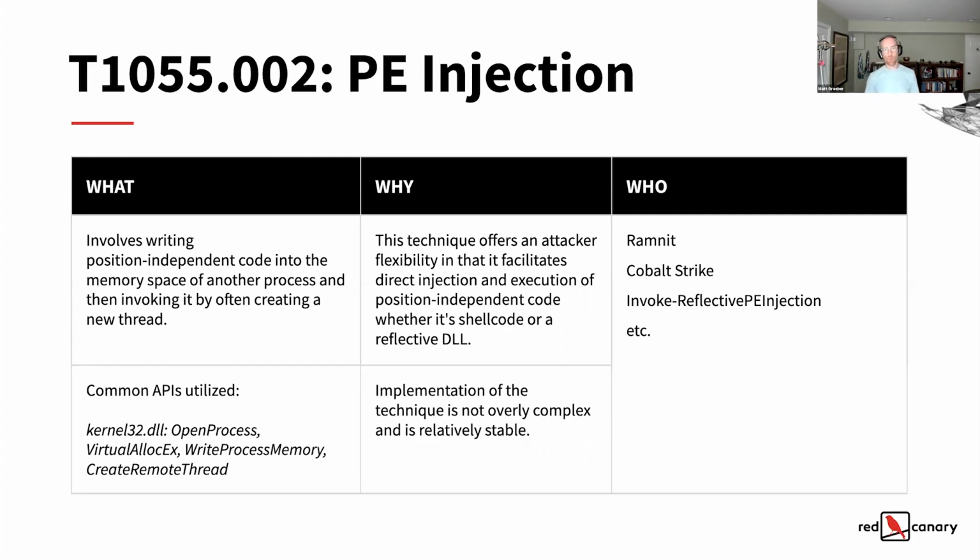So who out there and what out there is using this form of injection? I'll speak to Ramnit. It's been using this for a while. Cobalt Strike uses this injection technique as well. It's one of a handful of injection techniques that it supports, as well as Invoke-ReflectivePEInjection in the PowerSploit PowerShell module makes use of this. But there are many other utilities and tools and actors out there who consider this to be one of those tried and true techniques.